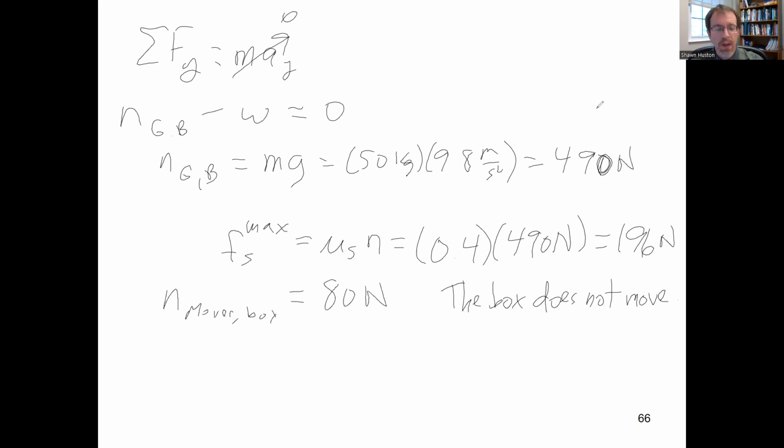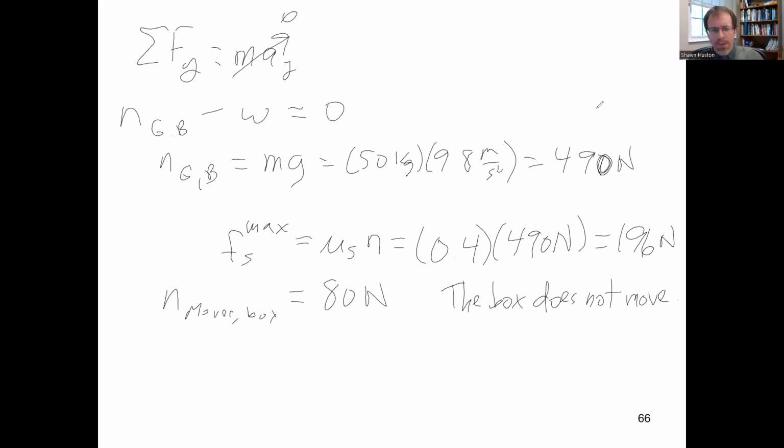Now, the next question that we had was, if the box doesn't move, what's the size of the frictional force that's acting on the box? Well, the mover's pushing with a force of 80 newtons. And so how much is friction going to resist the mover's push? Well, it's going to resist the mover's push with that exact same size force, a force of 80 newtons.